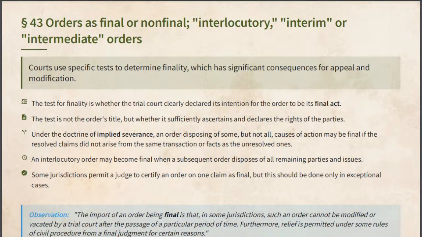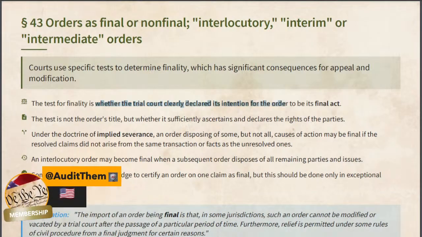Now we're on to how courts use specific tests to determine finality, which has significant consequences for appeal and modification. The test for finality is whether the trial court clearly declared its intention for the order to be its final act. The test is not the order's title, but whether it sufficiently ascertains and declares the rights of the parties. So there's no further discussion on those rights.